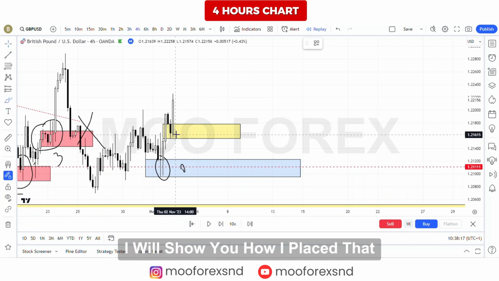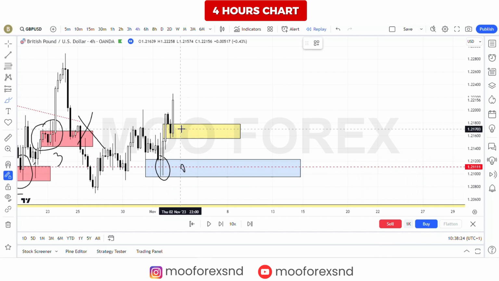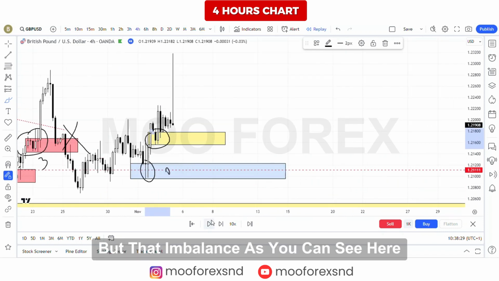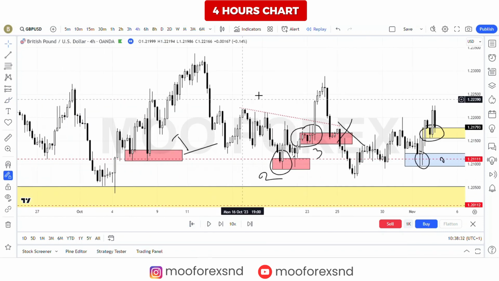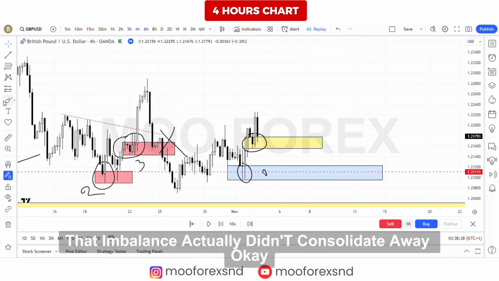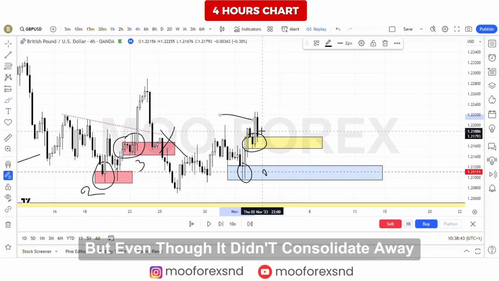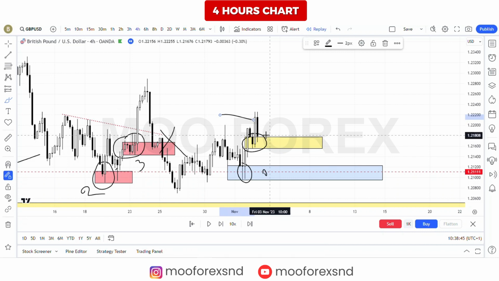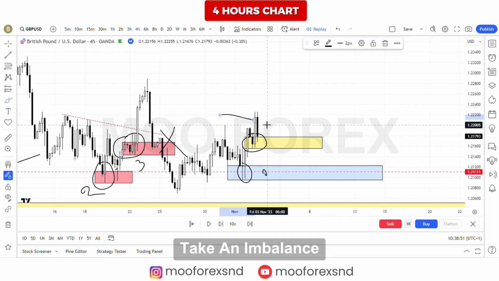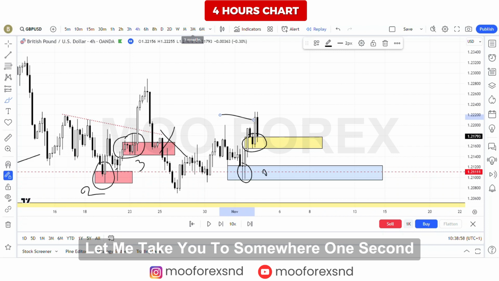I will show you how I placed the order in my MetaTrader 5. I will show you within few seconds. But there was an imbalance, but that imbalance, as you can see here, actually didn't consolidate away. Okay, it didn't consolidate away. But even though it didn't consolidate away, I placed the order, because there are some rules when you can take an imbalance even if it didn't consolidate away. Okay, guys, let me take you to somewhere. 1 second.